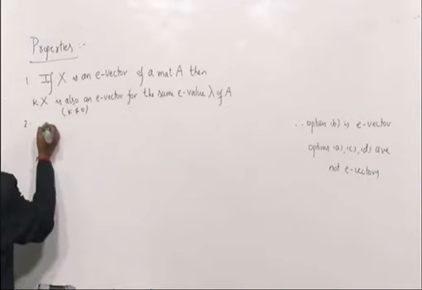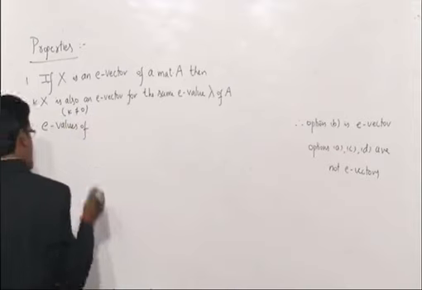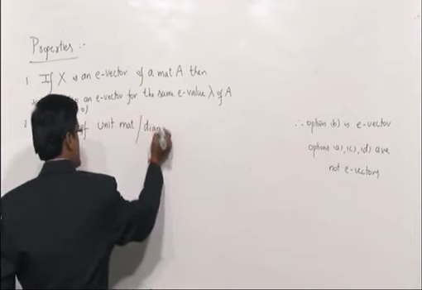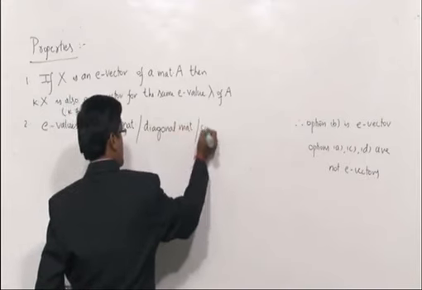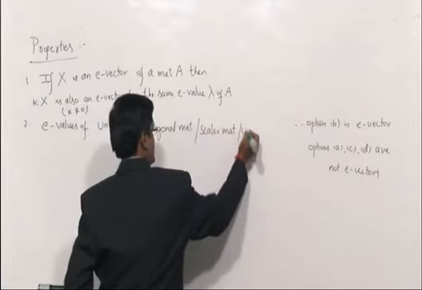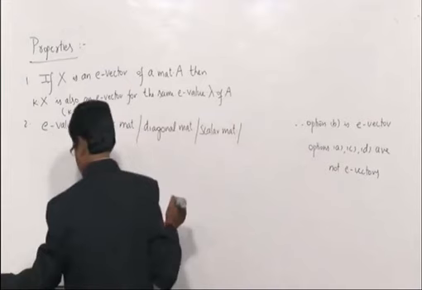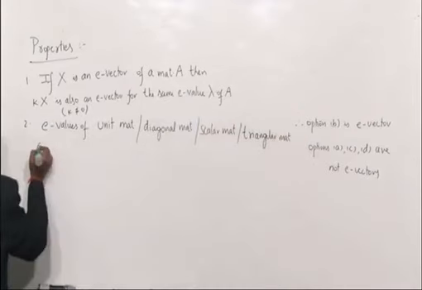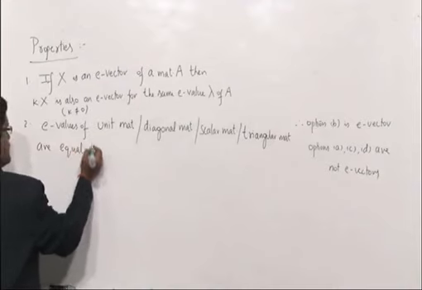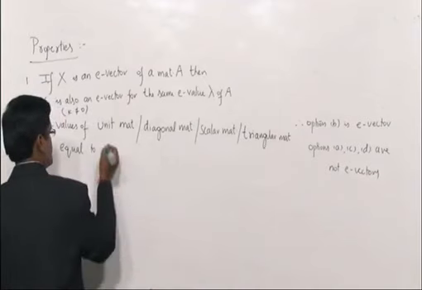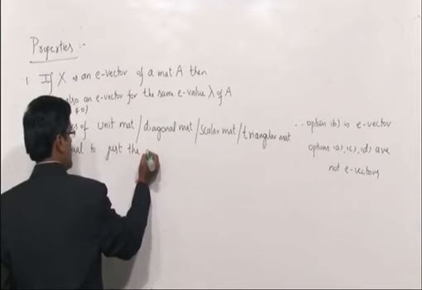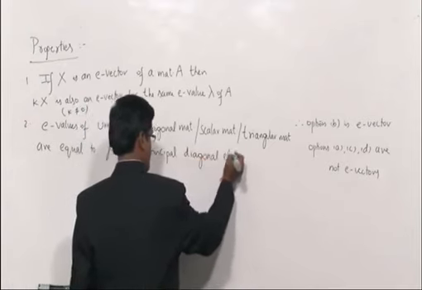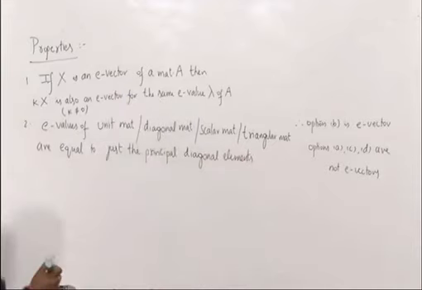Next, eigenvalues of a unit matrix, that is identity matrix, diagonal matrix, scalar matrix, triangular matrix are equal to just the principal diagonal elements. Are all equal to just the principal diagonal elements.